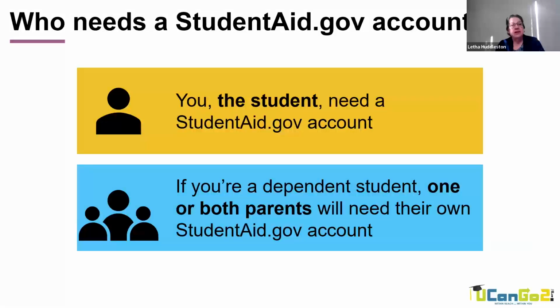Every student doing an online FAFSA will need an account at studentaid.gov. You may recall this is still called the FSA ID in some places, but we're trying to transition over to the new studentaid.gov account phrasing. And then for a dependent student, which most high school seniors are going to be, one or both parents will also need to create their own account at studentaid.gov.